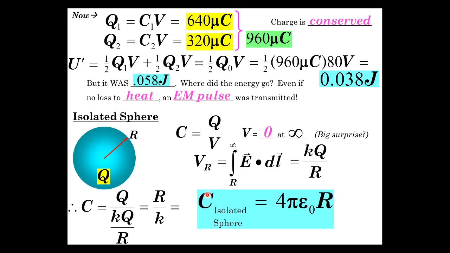Notice that the capacitance, ultimately, of an isolated sphere is not dependent on the charge or the voltage per se, but this is just proportional to the physical radius, which is perhaps a little mysterious. But nevertheless, that's the result we get there.